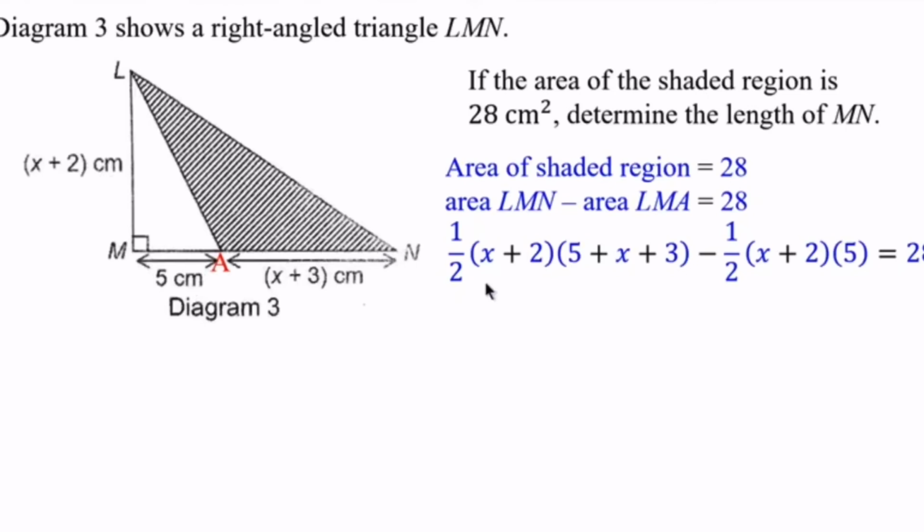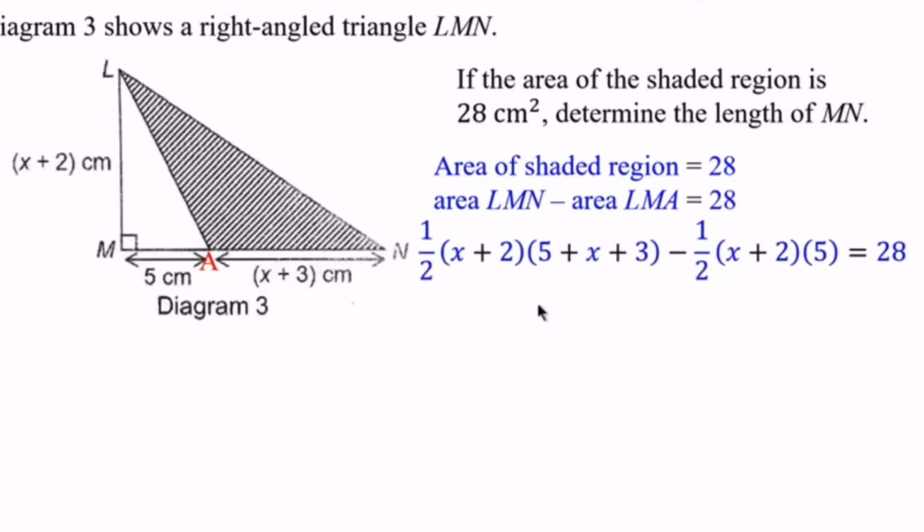So if you look at the triangle, the small one, the base is 5, and the area for the balance after you minus the small one, the big one is x plus 2 is height, and the base is 5 plus x plus 3, minus 1 over 2 times x plus 2 times 5 equal to 28. So we choose the big triangle minus the small triangle.